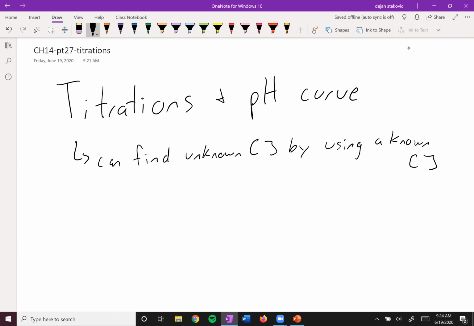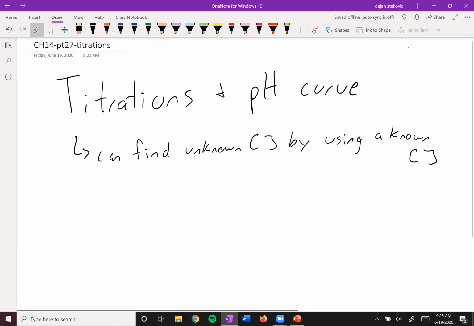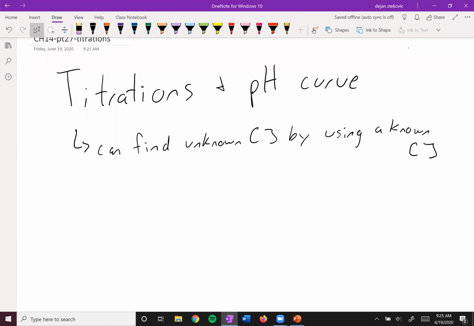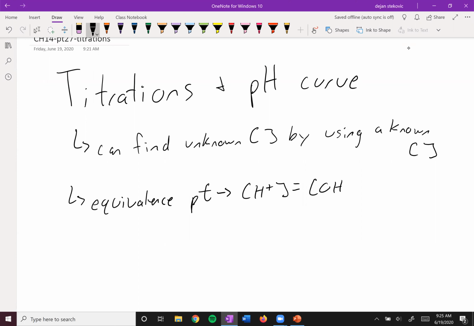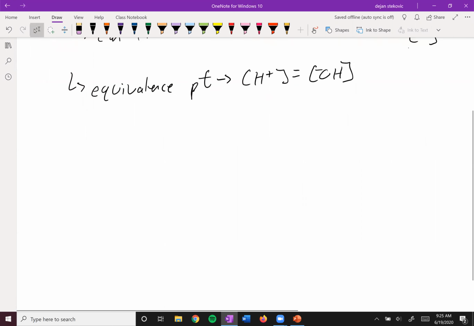And so in our case, with acids and bases, the concentrations that we're talking about is the concentration of H plus and hydroxide. But you can do titrations for other stuff as well. And so there's something called the equivalence point. This is when the concentration of H plus is equal to that of the hydroxide, which is generally your endpoint of your titration, but not always.